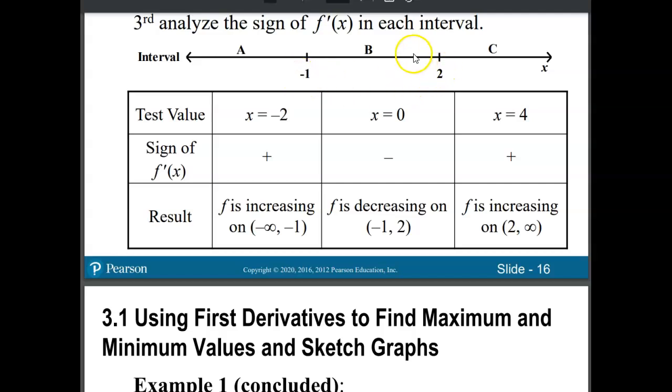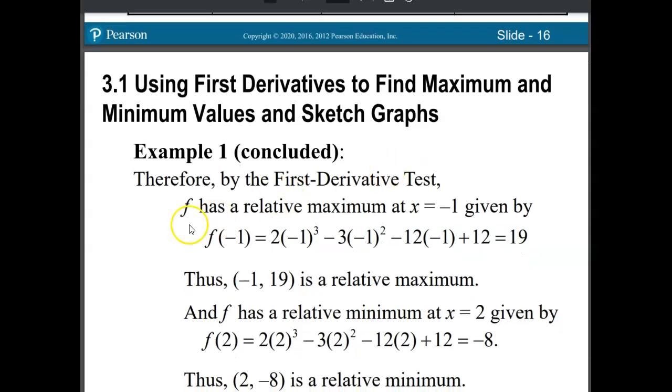At this number, it switched from decrease to increase, which means at x equals 2, there has to be a min. So that's this page. f has a relative max when x is -1. So to find the y value, you plug that back into f. So f of -1, the original function that we graphed, gives you the y value of 19. So that ordered pair, (-1, 19), would be a relative max.